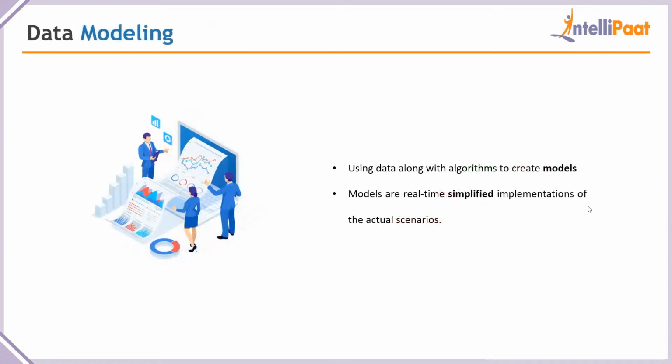Data modeling is when you actually take this clean data, take the pre-processed data, put algorithms on it, work with it to create models. And what are these models? Models are basically real-time simplified implementations of actual scenarios that's happening. If you've sold 10 shoes, you're going to create a model and tell your machine learning algorithm that I want to sell 10 shoes this month. Is it possible or not? It can tell you yes or no, or it can give you an output saying this is the probability of you selling 10 shoes or not. So you can have a yes or no question, you can have a percentage question, you can have a graph, you can do a lot of things.